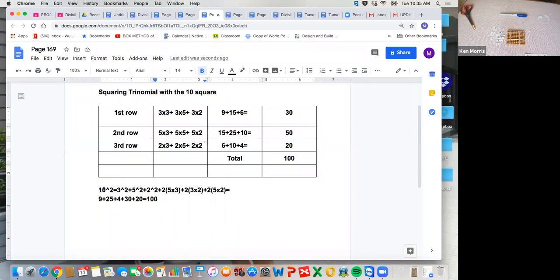All right, this says 10 squared, but what I really want to write is 3 plus 5 plus 2 squared. And there are all the terms. And when you add them together, you get 100.